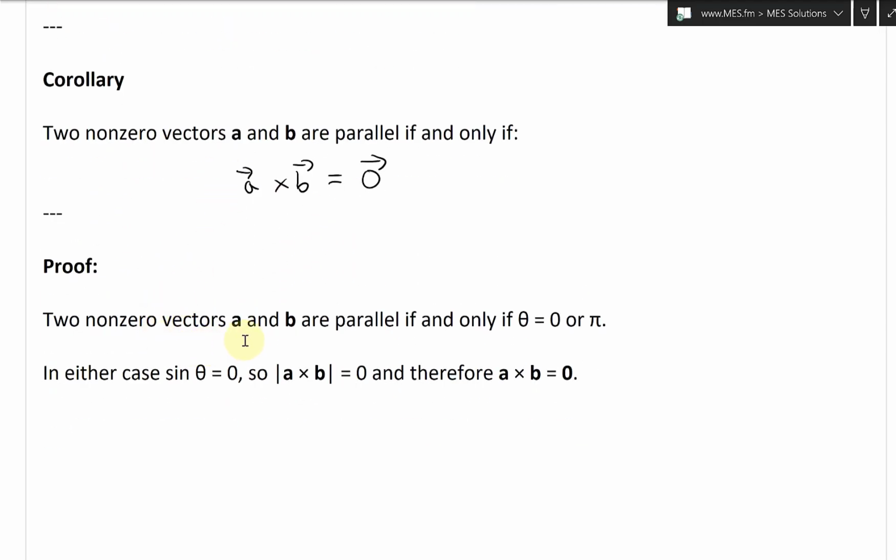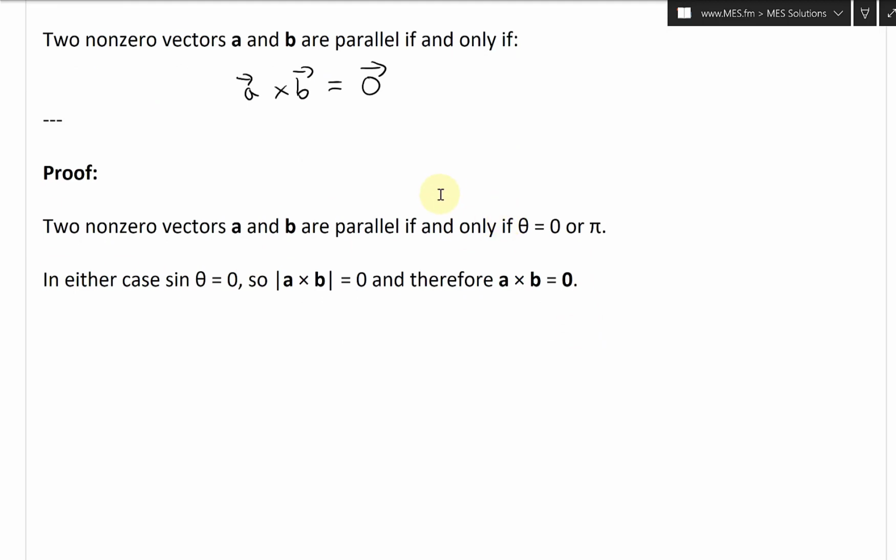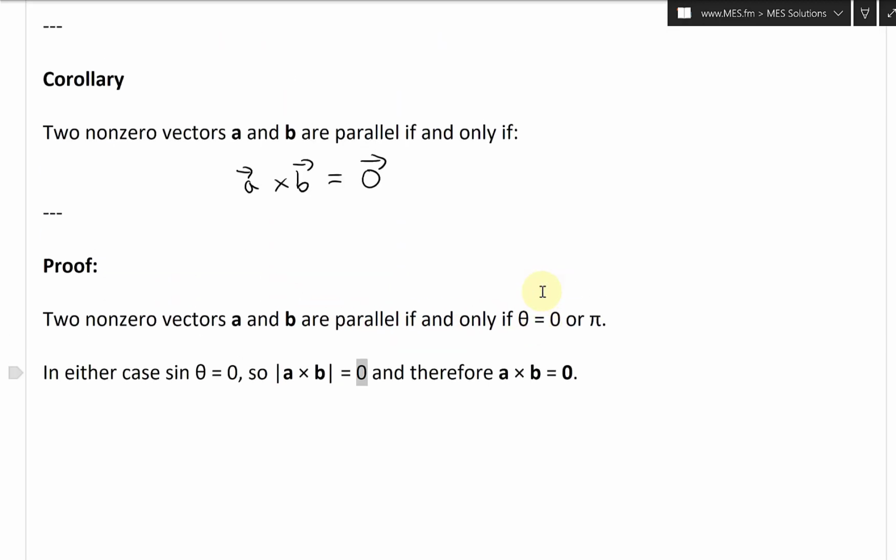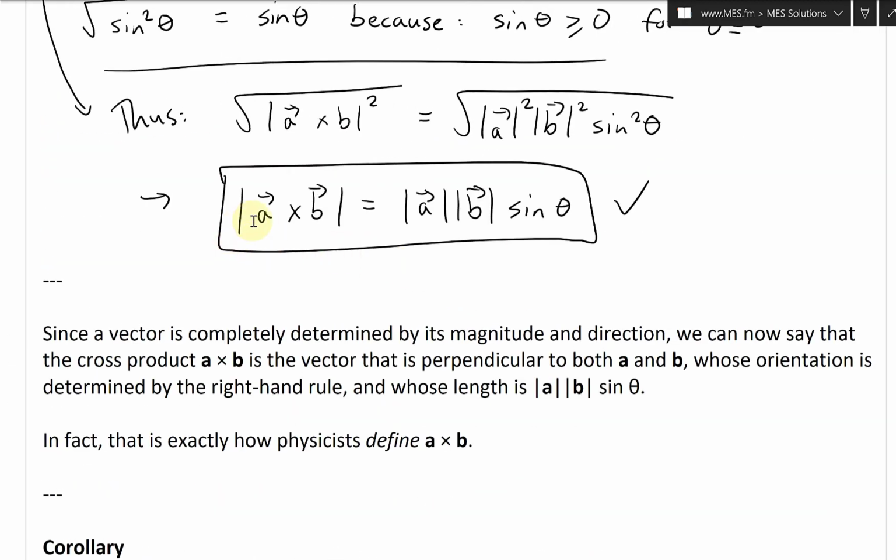Two non-zero vectors A and B are parallel if and only if theta is equal to 0 or pi radians, or 180 degrees. In either case, sine theta is equal to 0, so the length of A cross B is equal to 0. This is the distance. The distance equals 0, and therefore A cross B is equal to 0. So in other words, this right here has to equal 0.